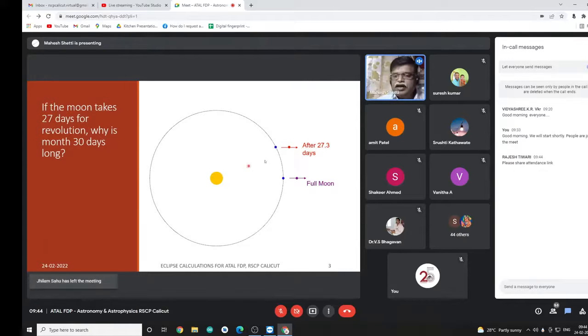But now you see that it is not exactly opposite, and in about 27.3 days, the earth has also moved around the sun by the same amount. Okay, and let me just keep my video off so bandwidth will improve.